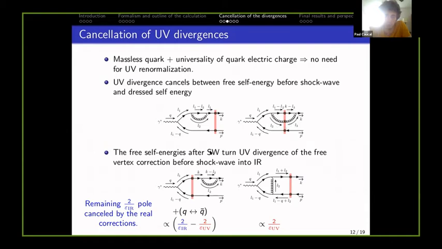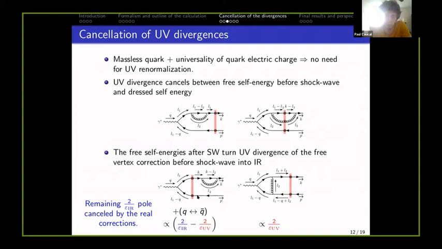We also have a UV pole in the free vertex correction before the shockwave, but in dimensional regularization, when this diagram is assumed to be zero exactly, it's very delicate to actually keep track of the UV or IR nature of the pole. So what happened, in fact, is this diagram here is proportional to 2 divided by epsilon IR, the infrared pole, minus 2 divided by epsilon UV, the UV pole. So when you set epsilon IR and epsilon UV to be equal, you get zero.